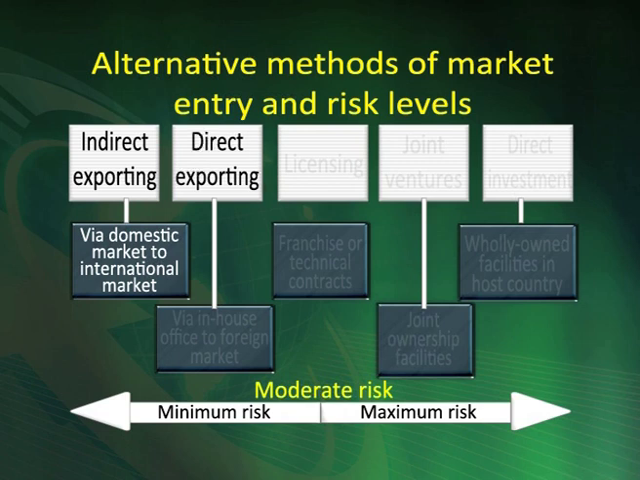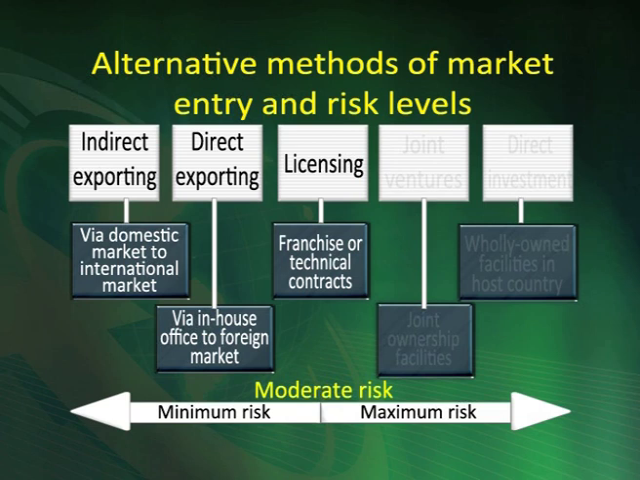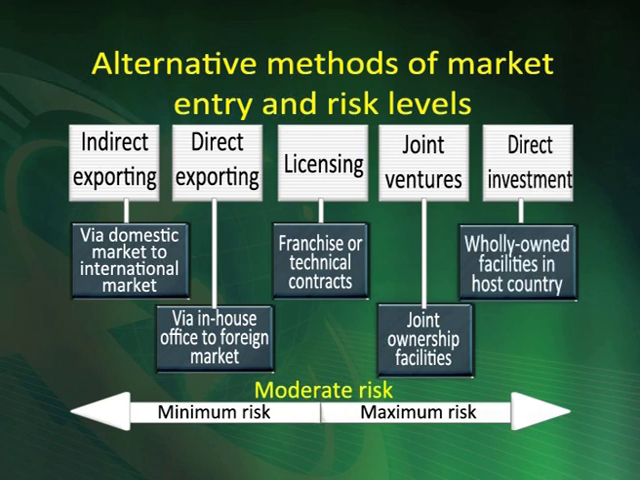Then we have direct exporting, that is, in-house overseas offices which operate in the foreign markets. Then we have licensing, by which we take up a franchise business and organize it in our country or in other countries. Then we have joint ventures, where ownership is done as a partnership. Then we have direct investment, that is FDI, foreign direct investment, where all the facilities in the foreign borders are owned.